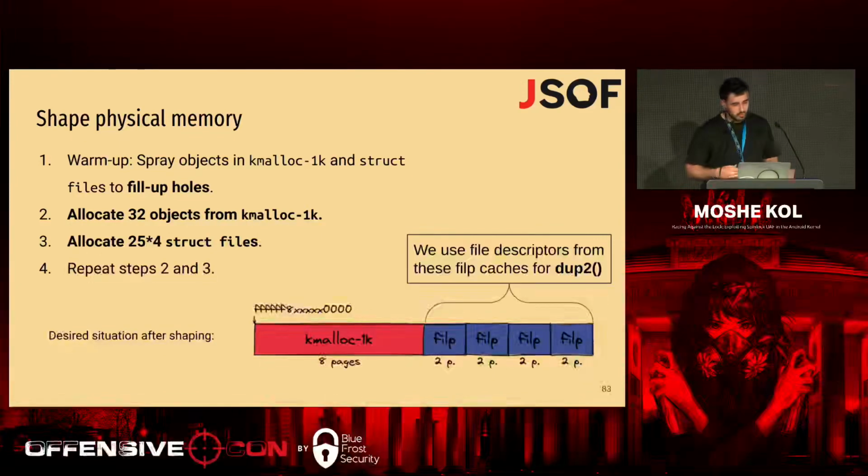So our strategy for the shaping of physical memory is fairly simple. We will do a warm-up round by spraying objects in kmalloc-1k and struct files to fill up any holes. And then we will repeatedly execute steps 2 and 3. So we will allocate 32 objects from kmalloc-1k, which will create a new kmalloc-1k slab. And then we will allocate 100 struct files, and this will allocate 4 new filp slabs. And we hope that the shaping will succeed.